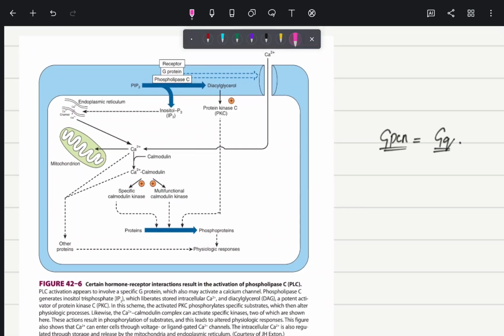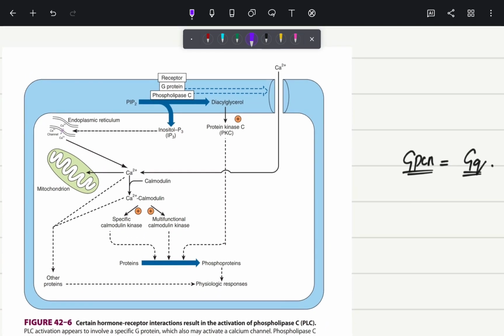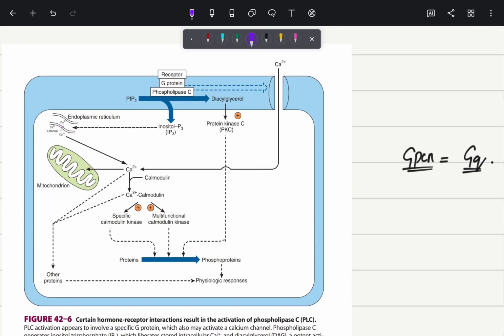Now we will try to see this image that is given in your Harper's biochemistry. So as you can see here, whenever there is a G protein activation, it will stimulate the enzyme phospholipase C, and it will convert the phosphatidyl inositol bisphosphate into inositol triphosphate and diacylglycerol. Now this inositol triphosphate will enter the endoplasmic reticulum and kick out the calcium.